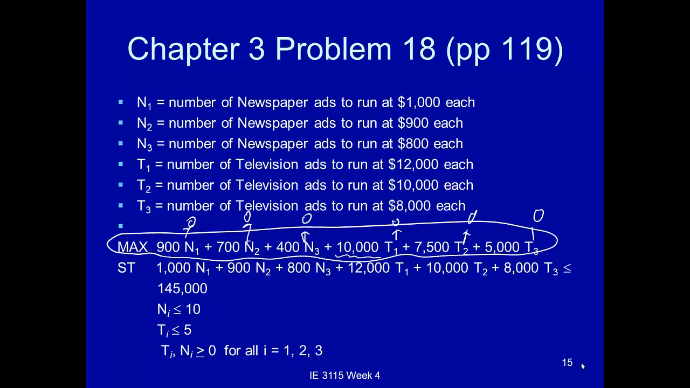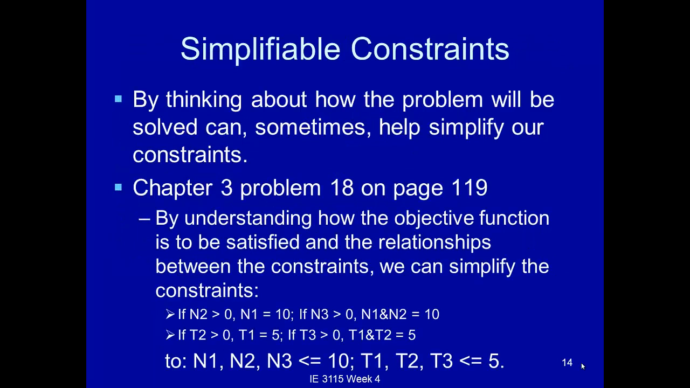The way of solving it is called a heuristic approach. Heuristic is based on rule-of-thumb thinking, and then you work through the problem. Those are all the constraints we have: the N's and the T's have their upper bounds, and also non-negative constraints. But if we don't analyze it, we'd have those constraints. If N2 goes positive, we start in the second group, then N1 needs to be 10. If N3 is going positive, then both N1 and N2 need to be 10. Same for the TV ads.